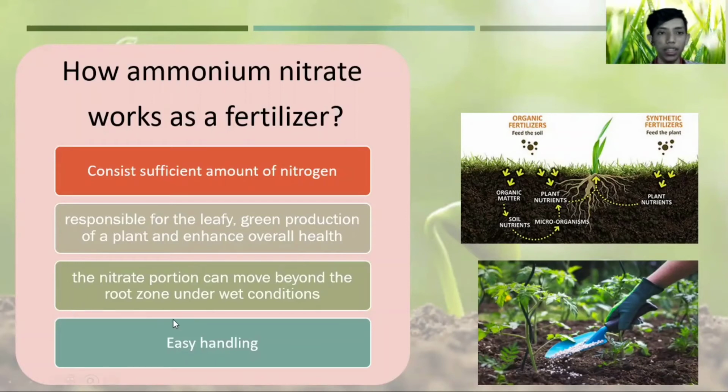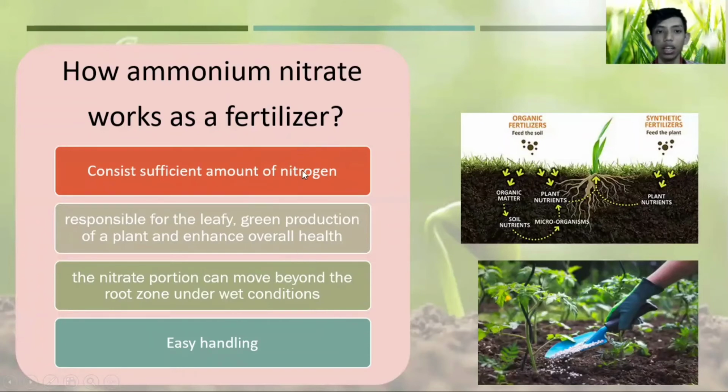And last but not least, ammonium nitrate is easy to handle. If you have a small-scale plantation, you can just scoop the ammonium nitrate and put it around the plant. And don't forget to pour some water, because it is very important: water dissolves the ammonium nitrate and releases it into the soil so it can be absorbed by the plant. So it is very easy. Just scoop it, put it around the plant and pour some water. And that is how ammonium nitrate works as fertilizer.